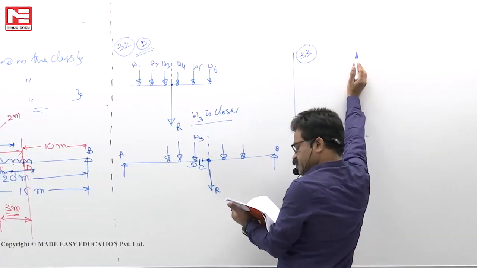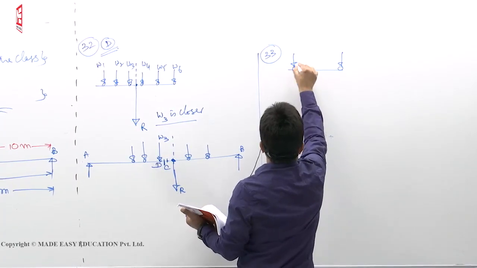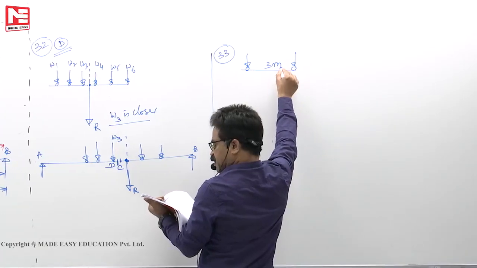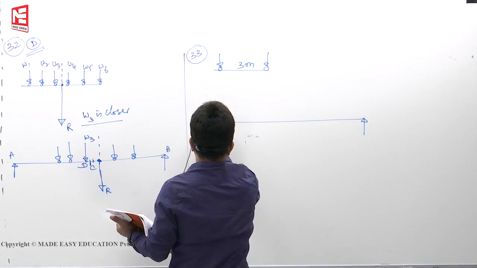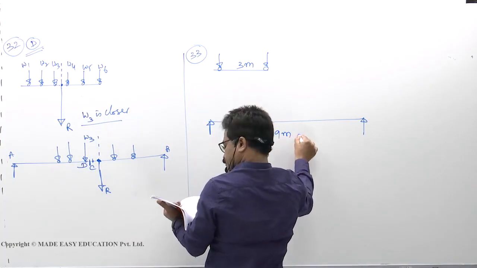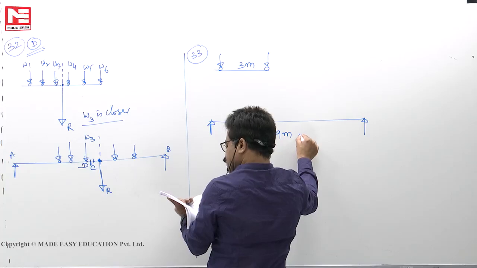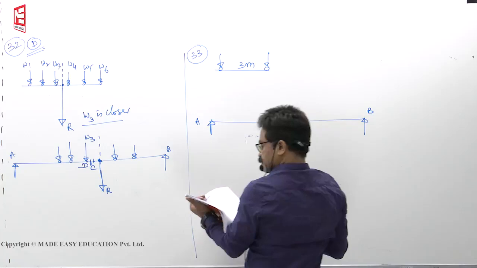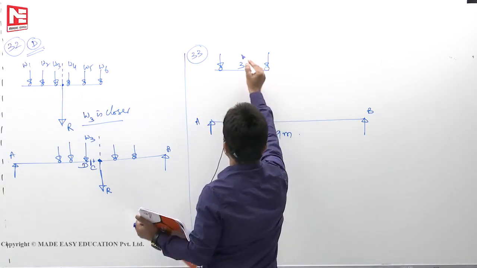Two point loads 2x and x spaced 3 meters apart crosses a girder of span 9 meters. This is 9 meters. If maximum bend moment occurring on the girder is 48 kilonewton meter, what is the value of x? What should be the x?